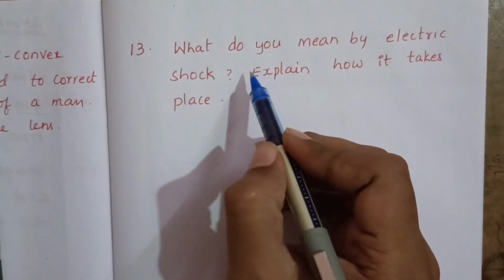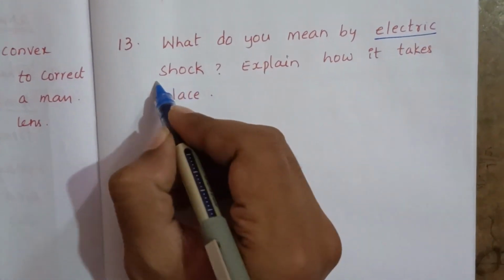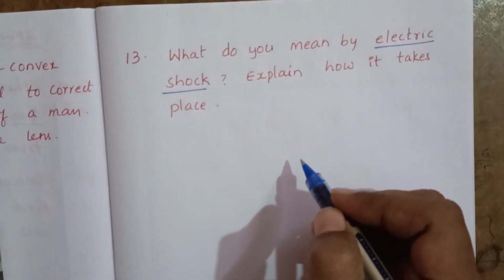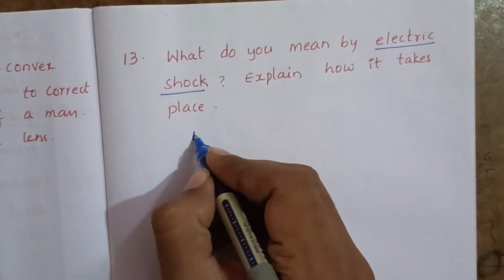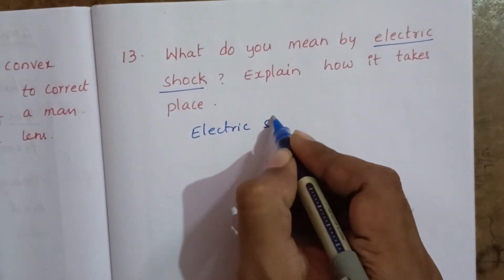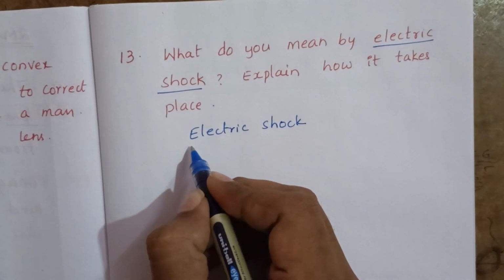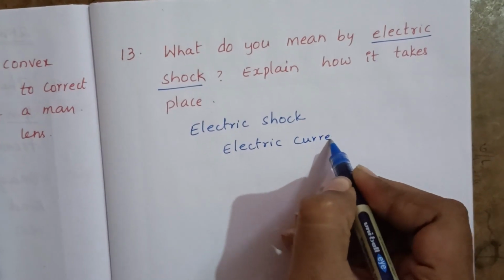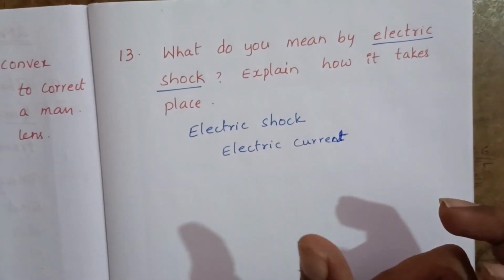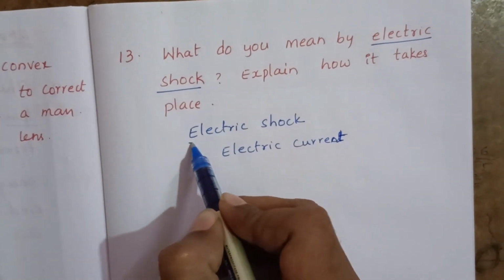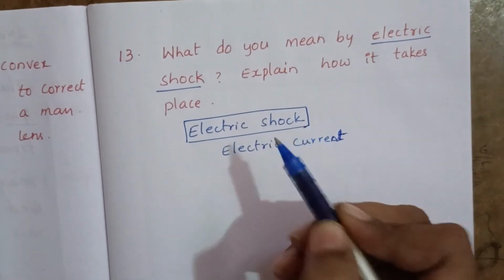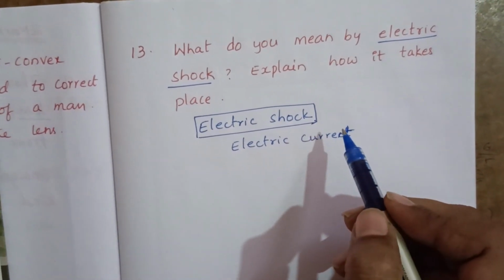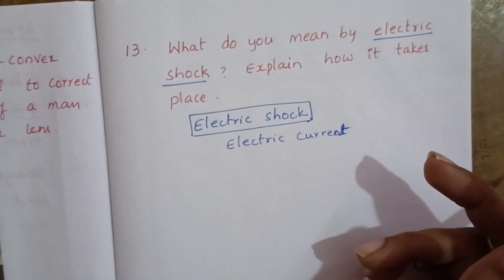Next question: what do you mean by electric shock? Explain how it takes place. It is from the lesson electric current. I explained this in a video. It is available in our channel, please go through it. I did the total chapter on electric current, and in that one of the topics is electric shock. You can go through it. That link I will provide you in the description.